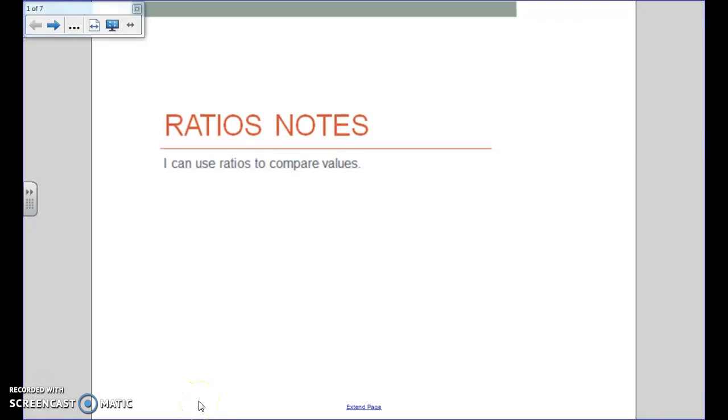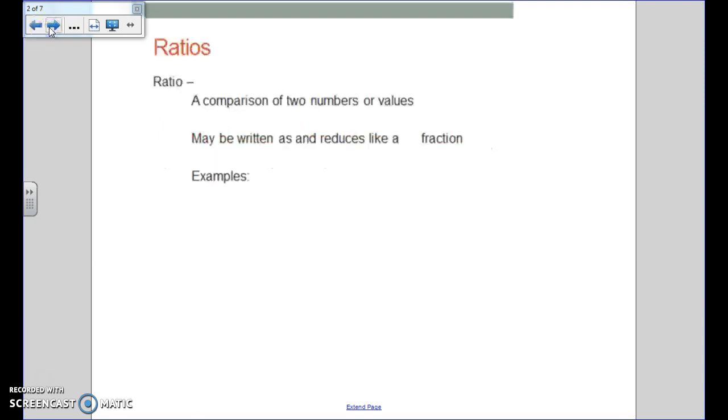This is Mr. Gilliam, and today we're going to start learning about ratios and how to compare values. To know how to do that, we need to know what a ratio is. Basically, it's a comparison. You can rewrite it as a fraction, or you can use a colon, but it reduces like a fraction as well. One example of a ratio would be 1 to 2.